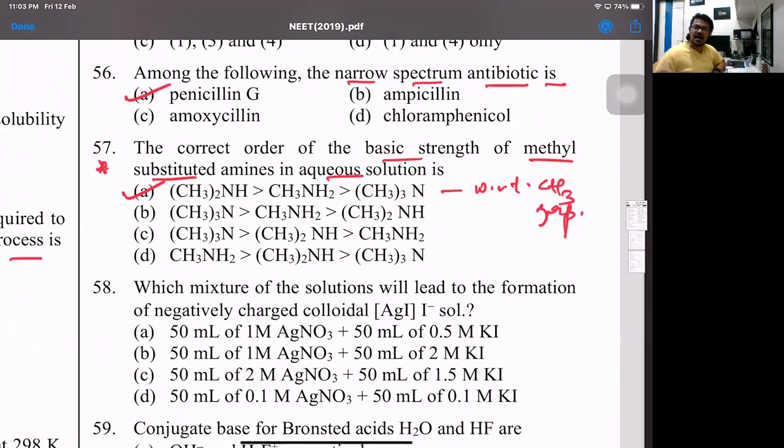For ethyl and higher groups, the order is 2 degree, then 3 degree, then 1 degree, and then ammonia. And if it is the gaseous state, 3 degree is more basic, then 2 degree, then 1 degree, then ammonia. So be very careful in reading the part. Methyl is an exception where it's 2-1-3, otherwise it is 2-3-1 ammonia.